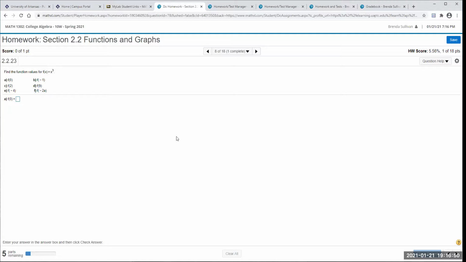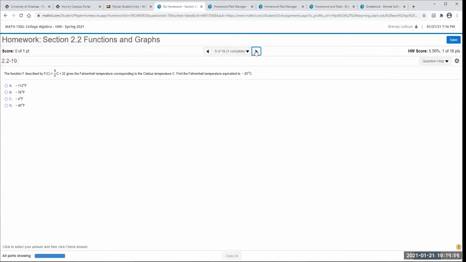Somebody needs to try your caret 3 and see if it works. I can't remember if it does work on a caret or not. I think you've got to use their notation. The next one is a Fahrenheit Celsius problem that you just put it in and find out the answer and pick the answer down the list.